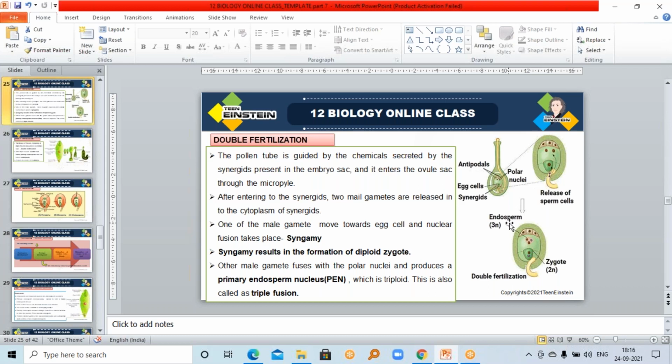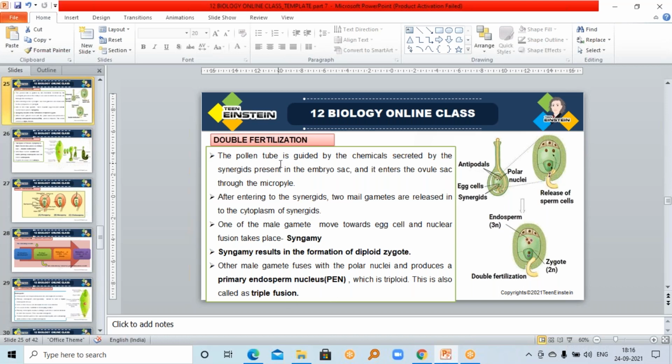That primary endosperm nucleus is the starting stage of endosperm, which will give rise to endosperm in later events. So that is the primary stage. In short form we will call it PEN, or primary endosperm nucleus. This primary endosperm nucleus later will give rise to endosperm. So this is the primary stage.